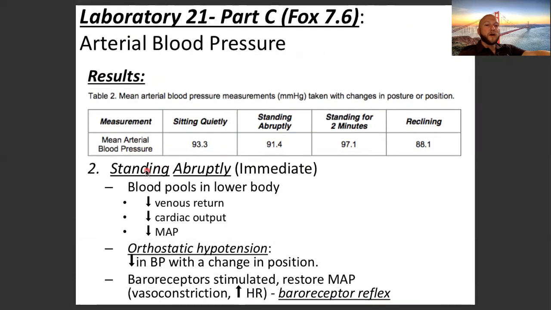So what's going on? When you stand up abruptly, has anybody ever stood up too quickly and gotten a little dizzy? You're like, whoa, what was that? You start to get a little lightheaded, but then you're fine after 2 or 3 seconds. Yeah, orthostatic hypotension, very common. Everyone's experienced it. It happens because of decreased venous return.